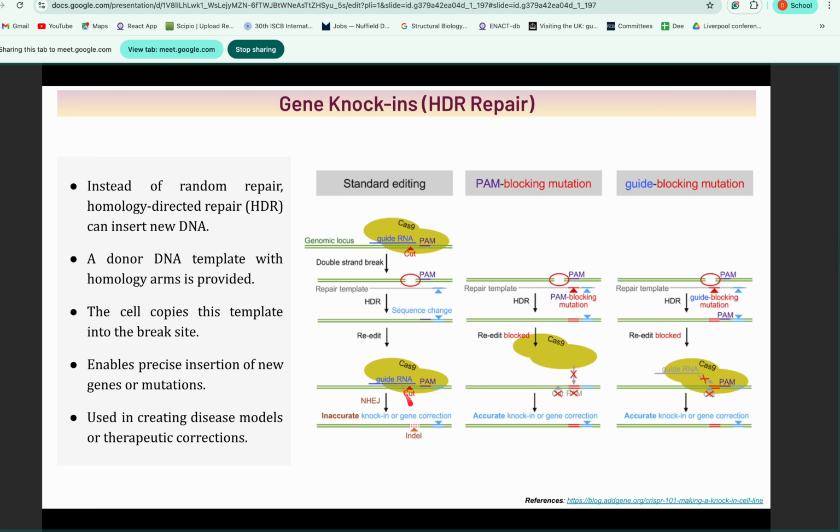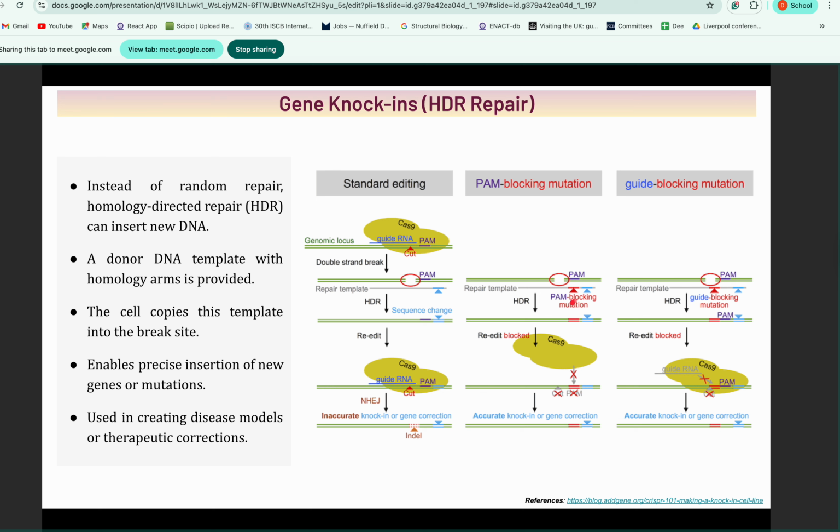We will re-edit it if we want. So for re-editing, we can again use the Cas9 and guide RNA complex. It will again make a cut close to the PAM site. Now we can use NHEJ for inaccurate knock-in or gene corrections. It can lead to the indels, which are insertions and deletions. So this is the re-editing. Similarly, here also it has been shown that this is PAM, and here the cut has been done. Now the repair template is coming.